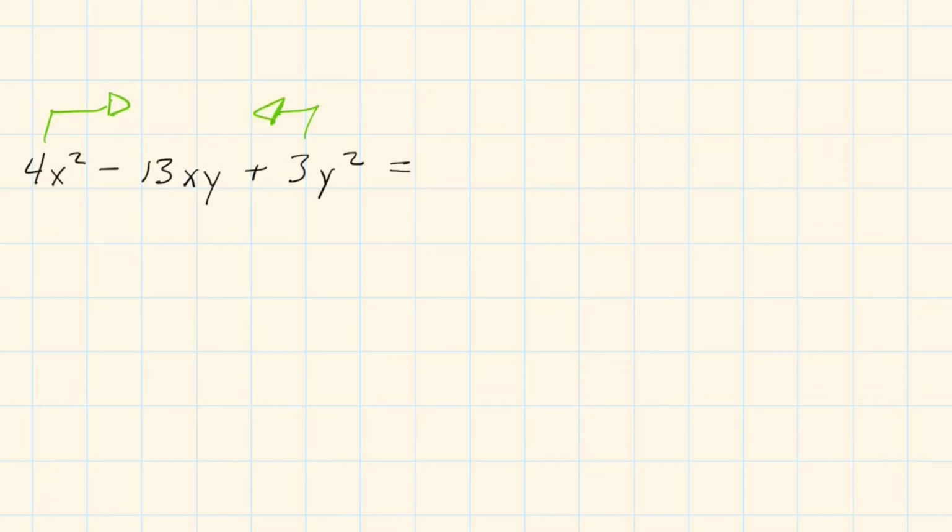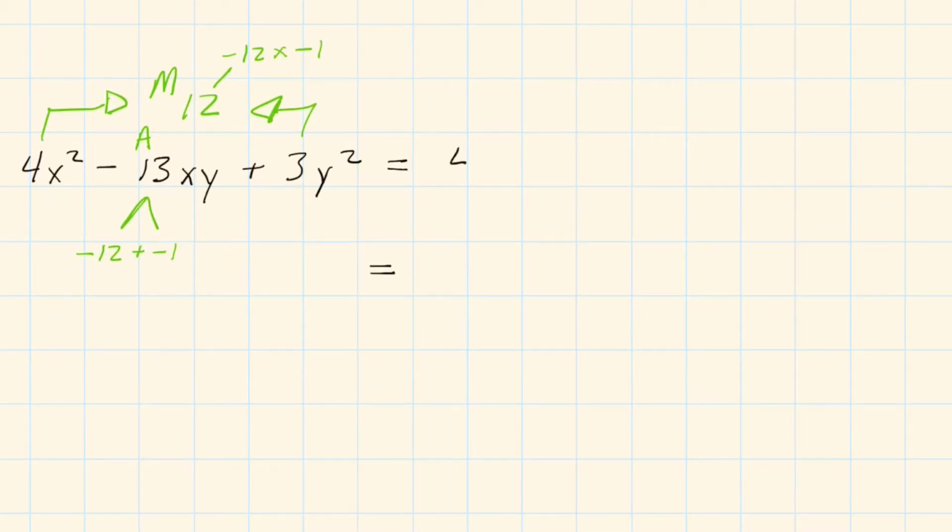4 times 3 is 12, and I'm looking for two numbers that multiply to positive 12 and add to negative 13. So I know it's two negative numbers because they're multiplying to a positive and adding to a negative. So my two numbers are 1 times 12 is 12, 1 plus 12 is 13, but just make them both negatives. So I know it's negative 12 and negative 1.